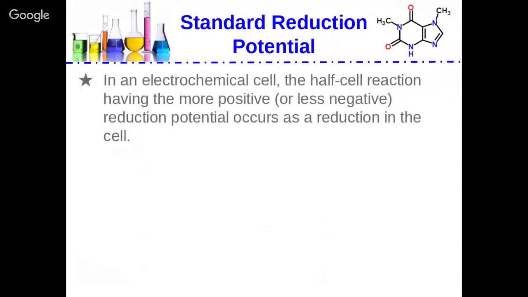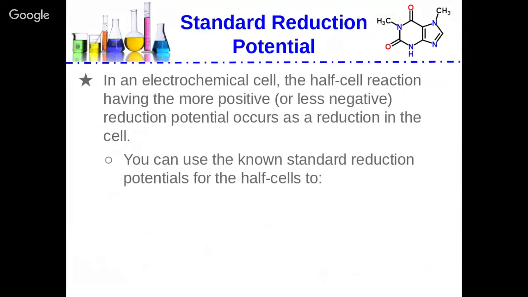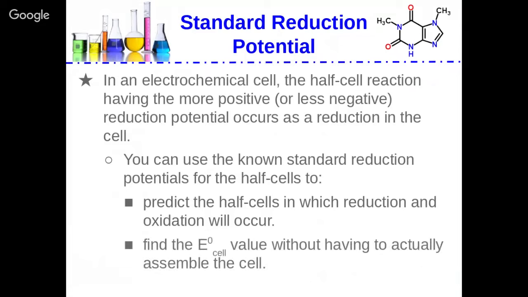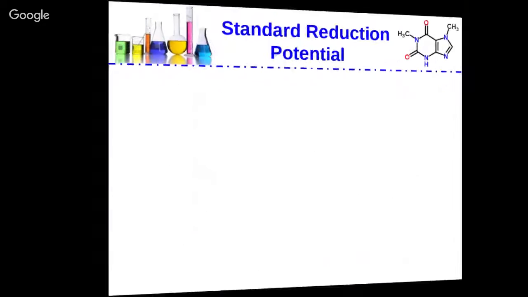In an electrochemical cell, the half cell reaction having the more positive reduction potential occurs as a reduction in the cell. You can use the known standard reduction potentials for the half cells to predict the half cell in which reduction and oxidation will occur and determine the E0 cell value without having to assemble the cell.